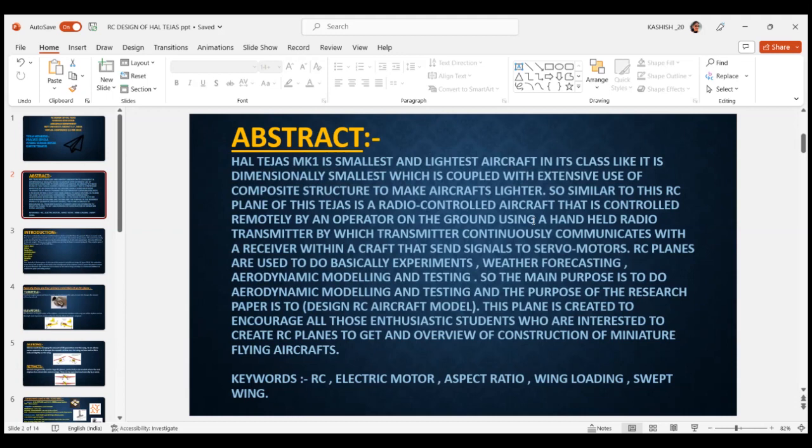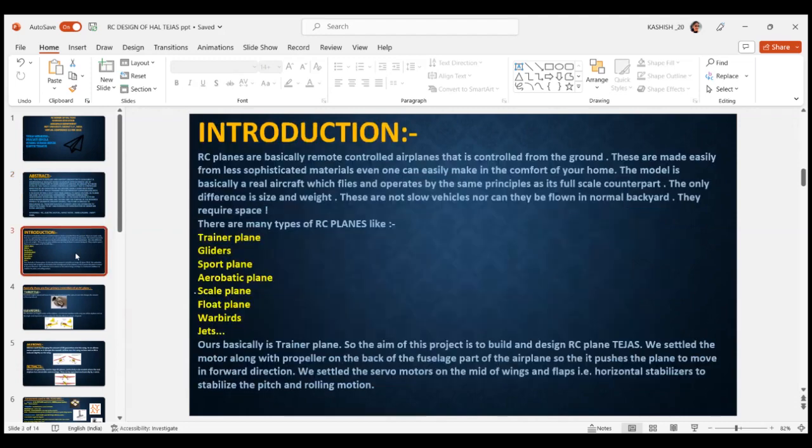Basically this plane is created to encourage all those enthusiastic students who are interested in creating RC planes, to get an overview of the construction of miniature flying aircraft. So I will move further on to the introduction.